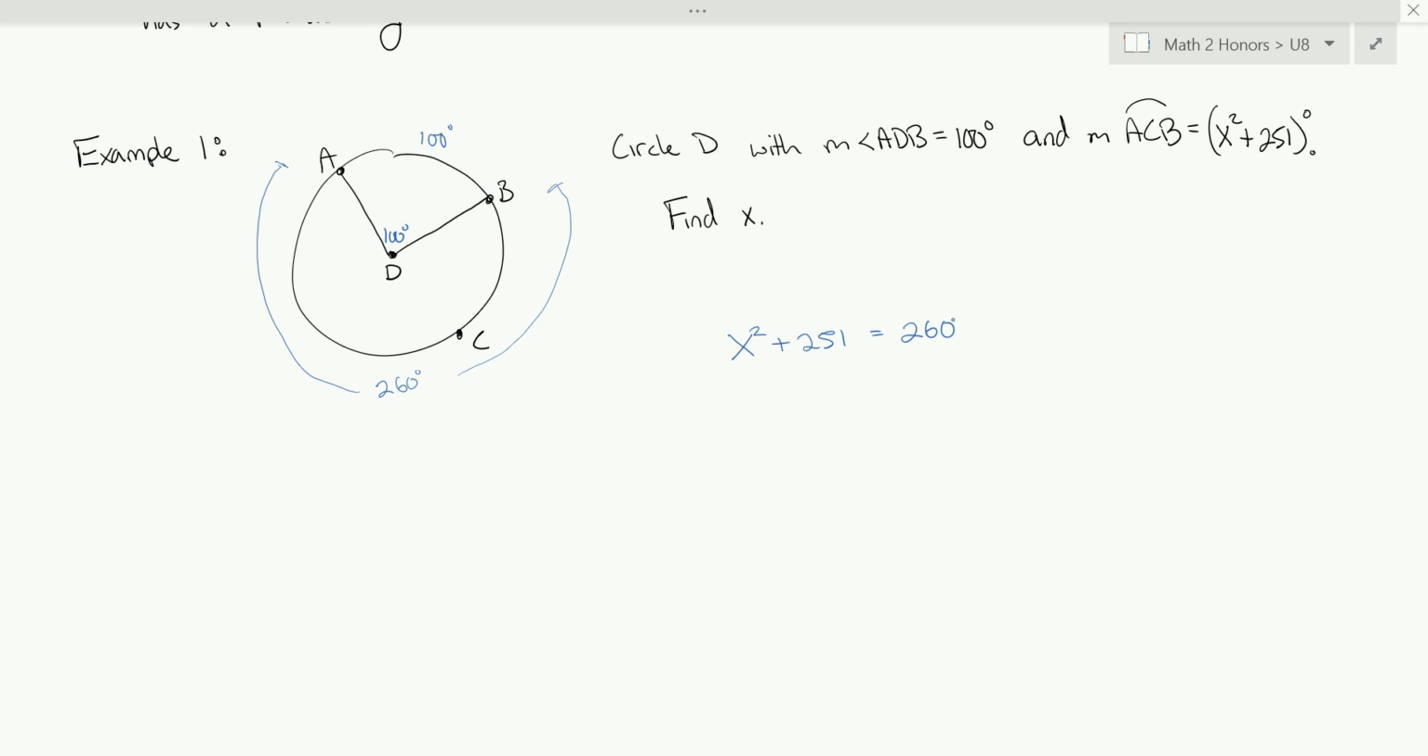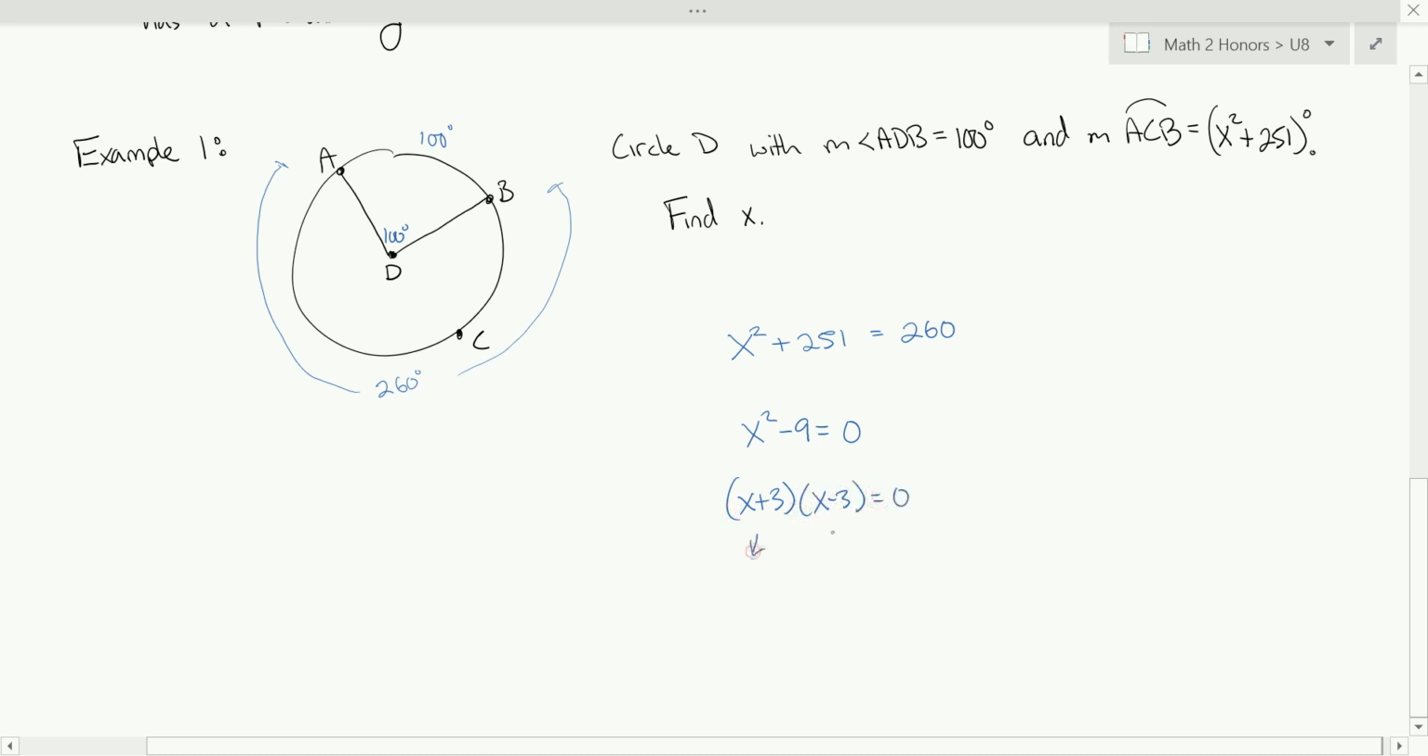Set equal to 0. So subtract 260 from both sides, and you get x squared minus 9 is 0. And then, what do we do? No, we factor. And there's like 5 types of factoring that we learned. You gotta pick the right one. This one would be a difference of 2 squares. So x plus 3 times x minus 3 equal to 0. Set each piece equal to 0, each factor. And you end up with x is negative 3 and x is positive 3.